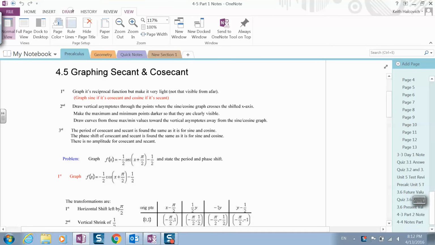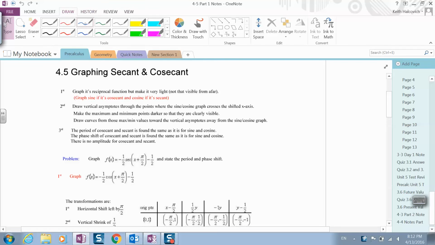The first thing that you want to do when graphing the secant or cosecant is first graph its reciprocal function, but make it very light. I usually make a dotted line. If it's the cosecant, you graph the sine. If it's the secant, you graph the cosine.